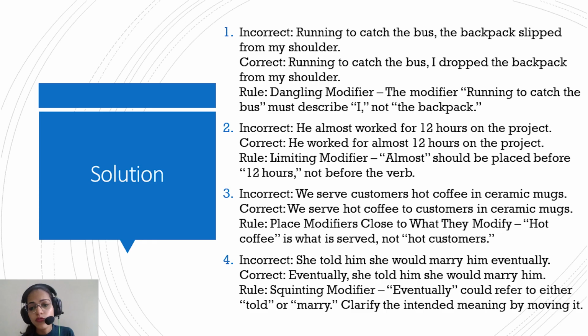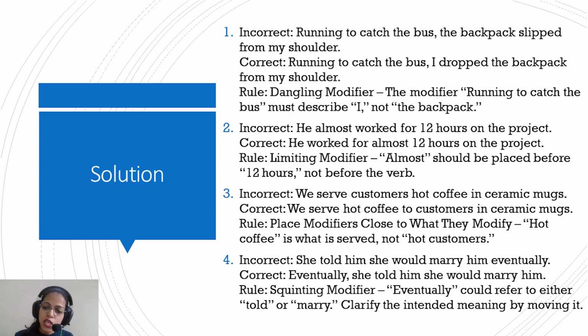"He almost worked for 12 hours on the project." Correct: "He worked for almost 12 hours on the project." The working was not almost, but 12 hours was almost that. Maybe he worked for 11 and a half hours. So the modifier "almost" should be placed before "12 hours."